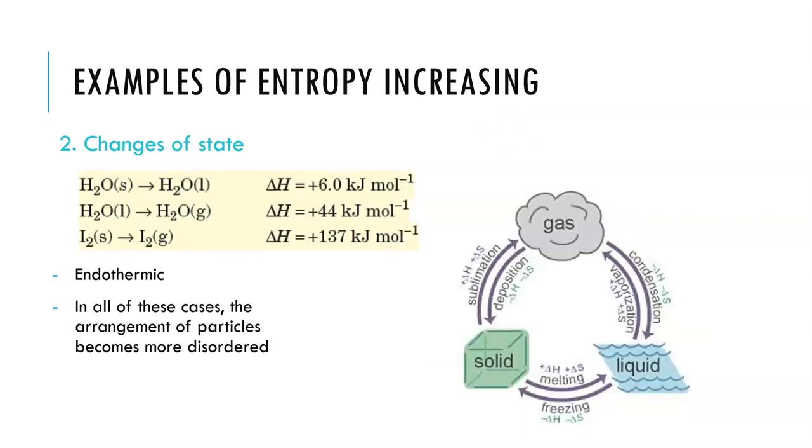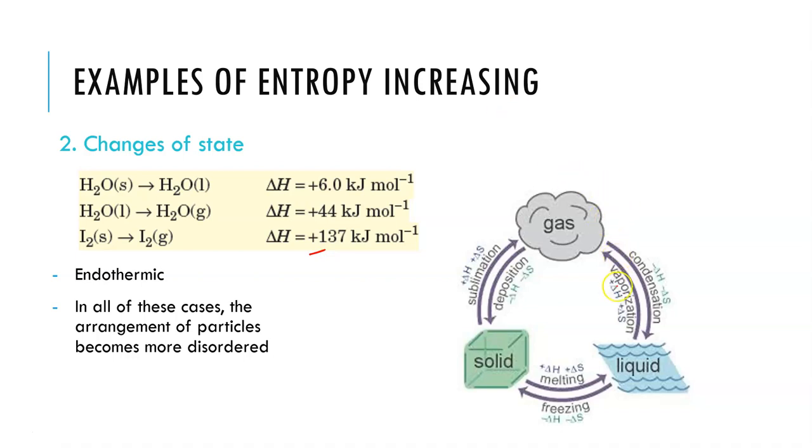We can also see this in other changes of state. These are endothermic examples of entropy again. In all of these cases, the arrangement of particles becomes more disordered. So we see water going from a solid to liquid, or a liquid to a gas, iodine subliming from a solid to a gas. Because these are going from a low energy state to a higher energy state, we do see them being endothermic processes, but the entropy increases.